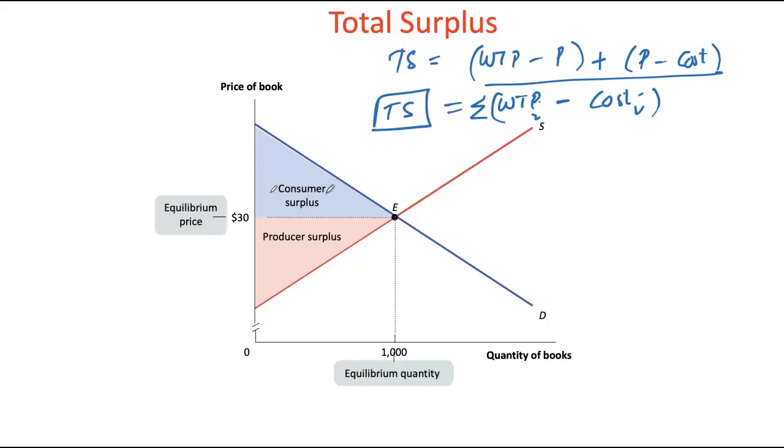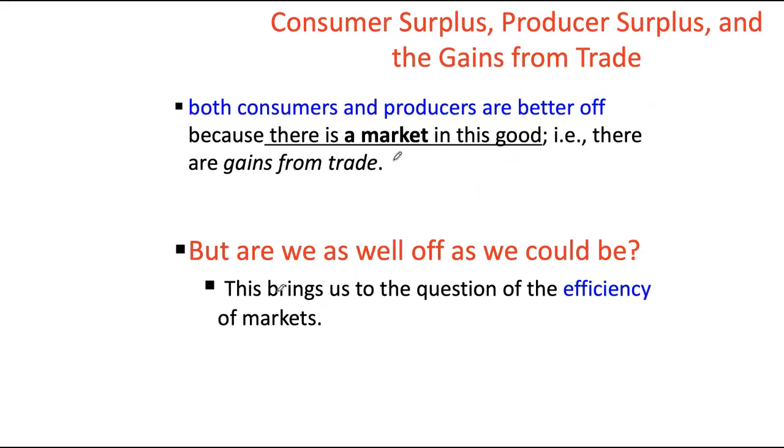So at equilibrium, our total surplus would be simply the area below the demand curve but above the supply curve, all the way to your equilibrium quantity exchanged. So it is this entire area which is the combination of your consumer surplus and producer surplus. Both consumers and producers are better off when exchange happens in this market. This is what we are capturing through the concept of gains from trade.